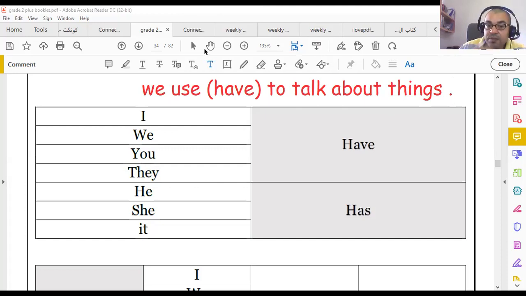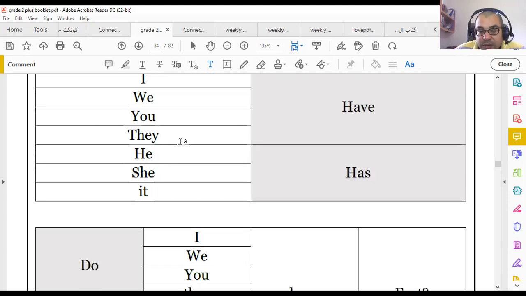Now, students, you, is you a verb? No. Is it a pronoun? Yes. They, is they a verb? No. Is it a pronoun? Yes. He, is he a verb? No. Is it a pronoun? Yes. Is she a verb? No. Is she a pronoun? Yes. What is it? Is it a verb or a pronoun? Pronoun. Excellent. And the has, is it a verb or pronoun? A verb. Excellent.